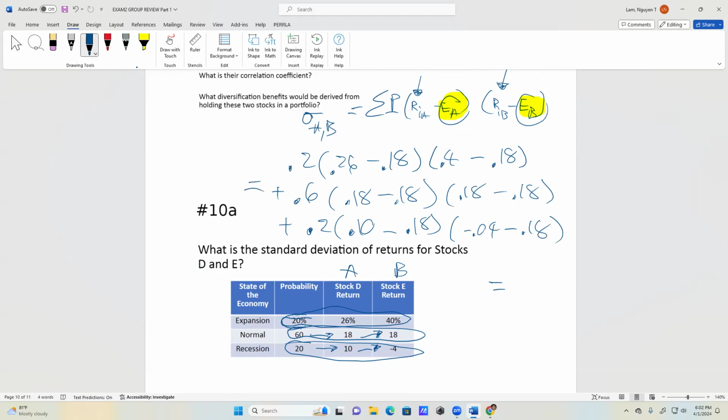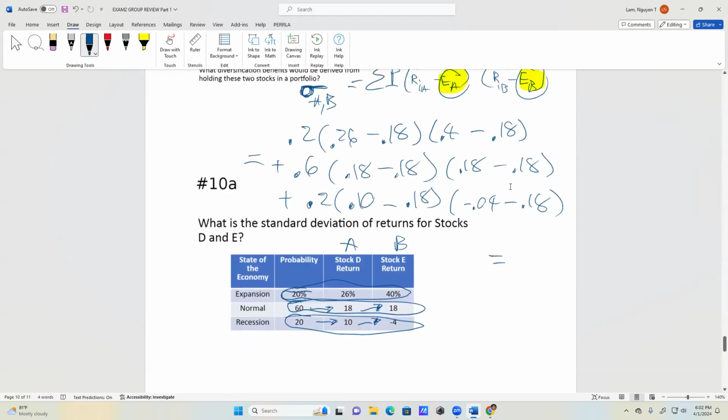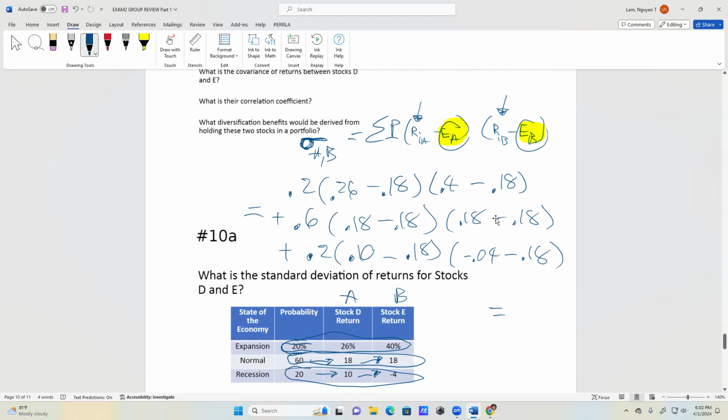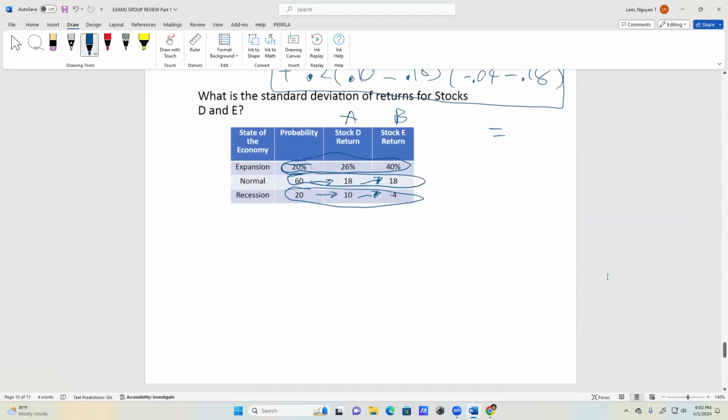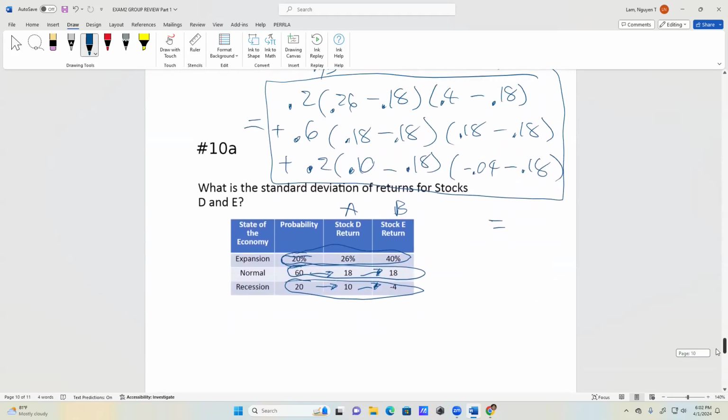Very tedious, but like I said, after you do this, that is the answer. You don't have to take the square root because this is talking about the covariance. It's not talking about standard deviation, right? Try it out and see if this is the answer. Let me know if I'm wrong, but more than likely I got it right.